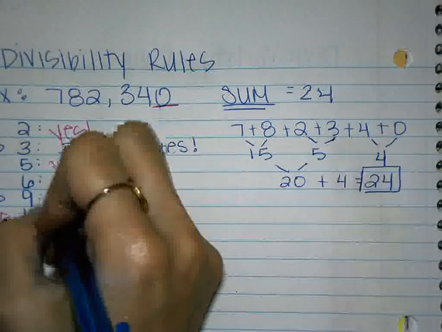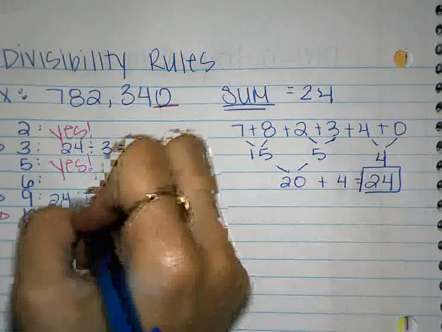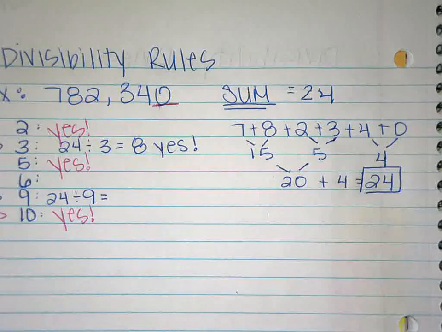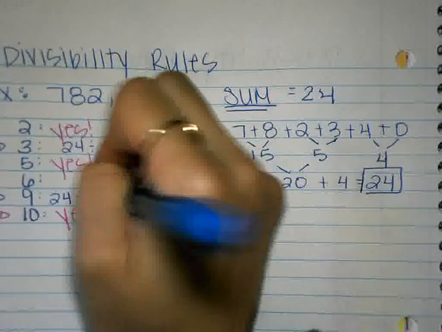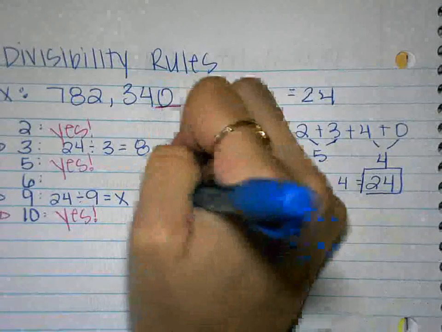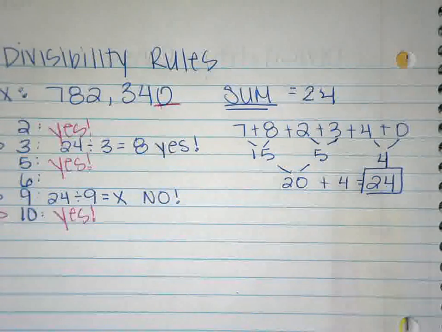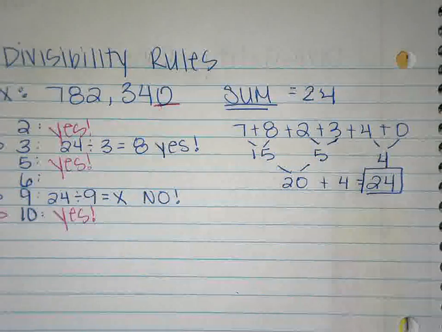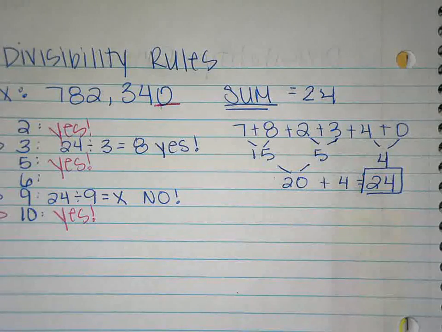Do the same thing with the 9. Can I do 24 and divide it by 9? Well, yes, but it's going to get me a decimal, and I don't want a decimal answer, so that is a no. It is not divisible by 9 because 9 does not go into 24 perfectly. It has to go into it perfectly.